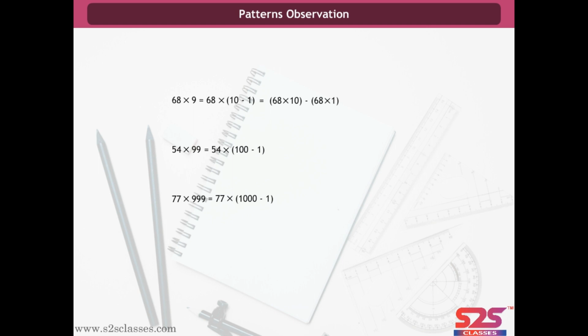Using distributive property, we can write 68 into (10 minus 1) as 68 into 10 minus 68 into 1, which equals 680 minus 68, or simply 612. 54 into (100 minus 1) can be written as 54 into 100 minus 54 into 1, which equals 5400 minus 54, or simply 5346, and so on.